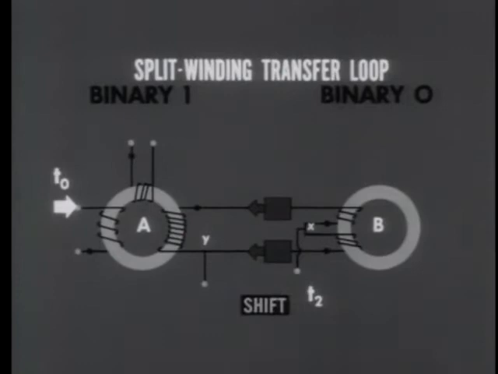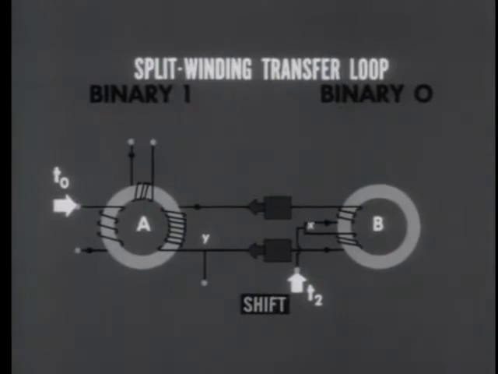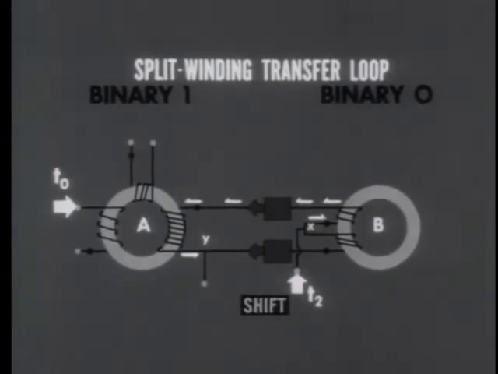Let's go back to the moment when the shift pulse was applied. The current divides at point X, but in this situation, it divides unequally. The upper branch current is relatively small. The lower branch is large. The upper branch current, working alone, is able to switch core A from binary 1 to binary 0.